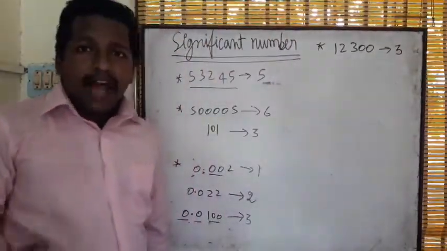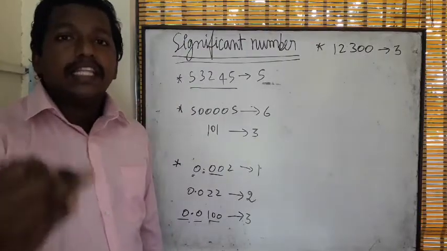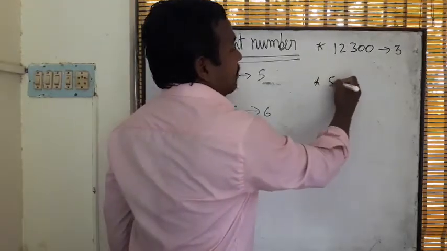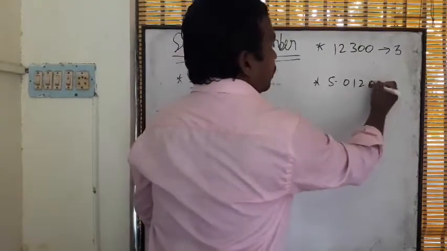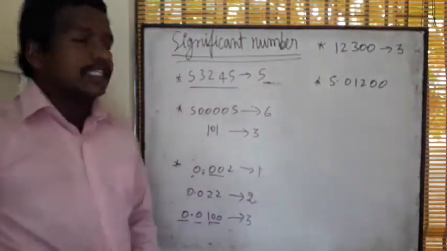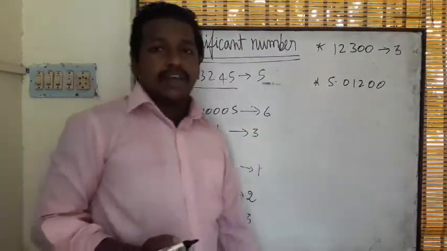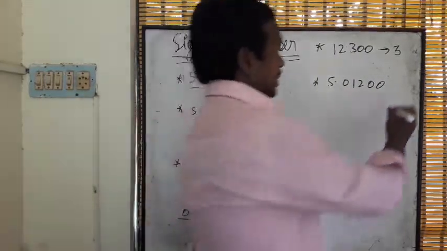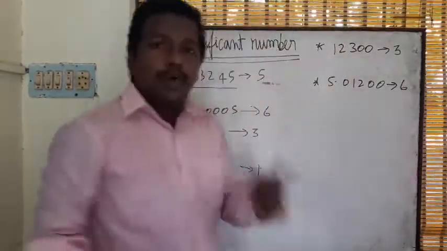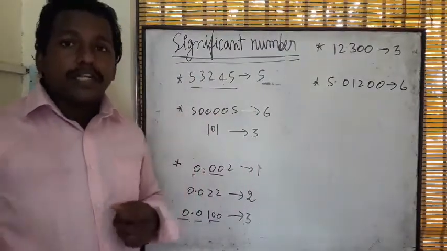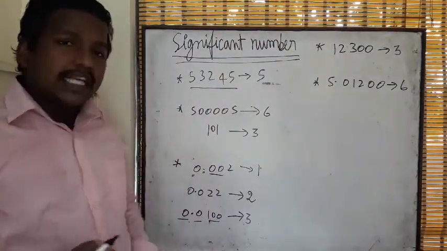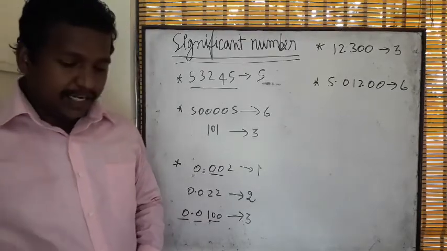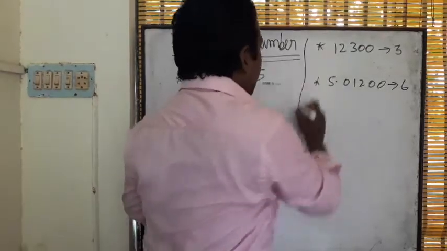For a value with a decimal and greater than 1, for example 5.01200, everything is a significant number. That is 1, 2, 3, 4, 5, 6 significant numbers. Because the value is greater than 1 with the decimal, everything we have to take as a significant number. When the value is less than 1, before and after the decimal, there is no need to consider the zeros as significant.